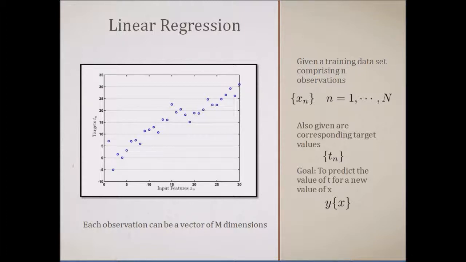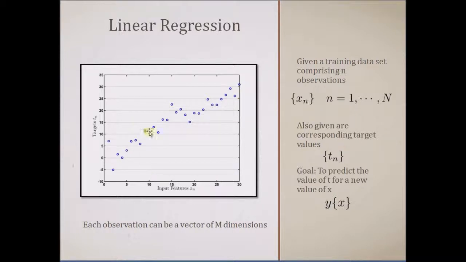The first one is a set of input features, and each of these features can be a vector of m dimensions, or it can be simply a scalar. And then the second component is a set of target values that correspond to these input feature vectors. So the goal of the linear regression problem is to find a mapping from these input features to the target values, and use this mapping y to predict the target values of new feature vectors that are not a part of the training data set.